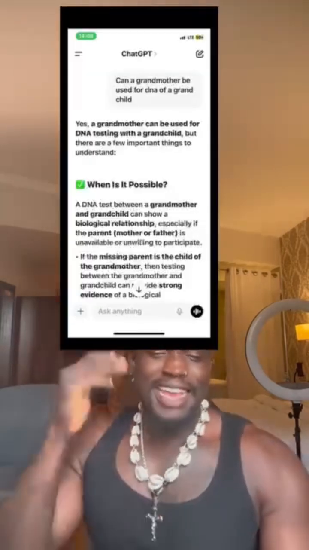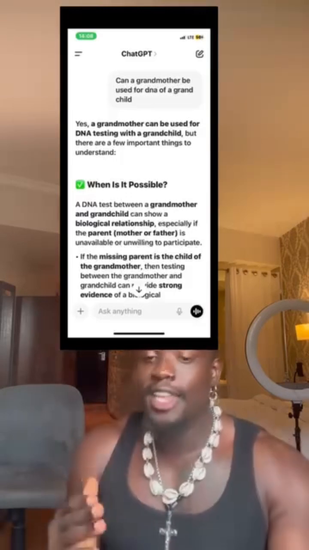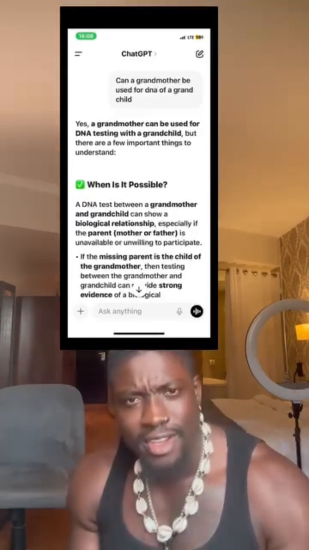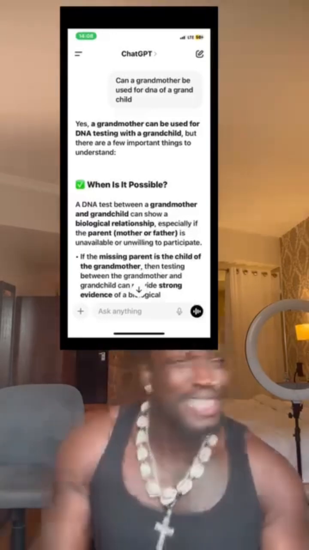All right, so I see a lot of you sending me screenshots. Very dark one, is it possible? The grandparents can be used for the DNA test. Look at the question you are asking, chat. You said, can a grandmother be used for the DNA of a grandchild? Of course, the grandmother can be used. But is that the right question to ask? They say, very dark man, hey, grandmother, this is the question. Let me show you.